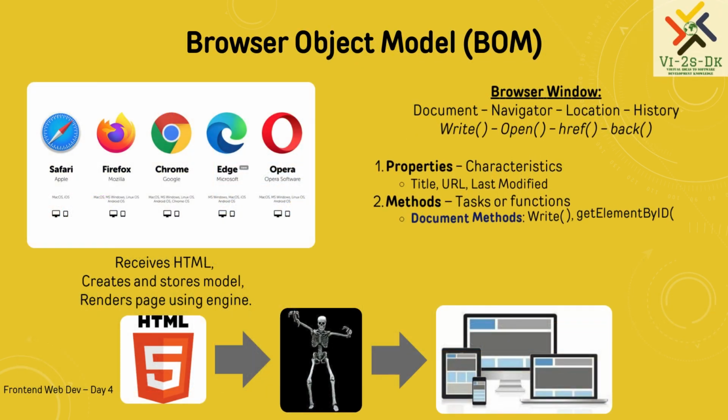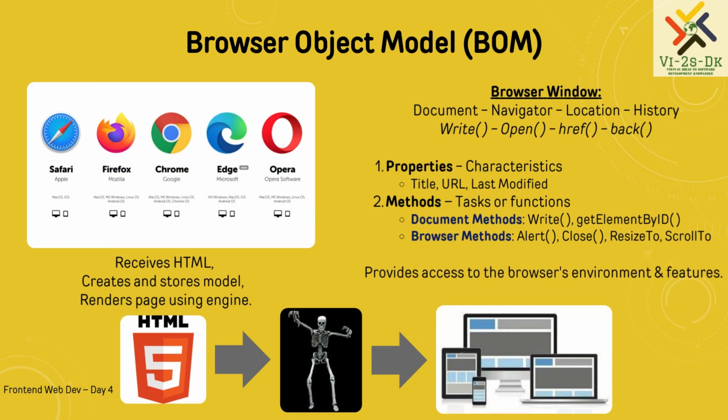Browsers actually also have an object model. A browser is made up of documents, the screen, navigation, location, and history, which are all properties. And these properties have different methods like writing on the document, opening a new navigator, checking out the URL of a location, or going back and forth within the history.